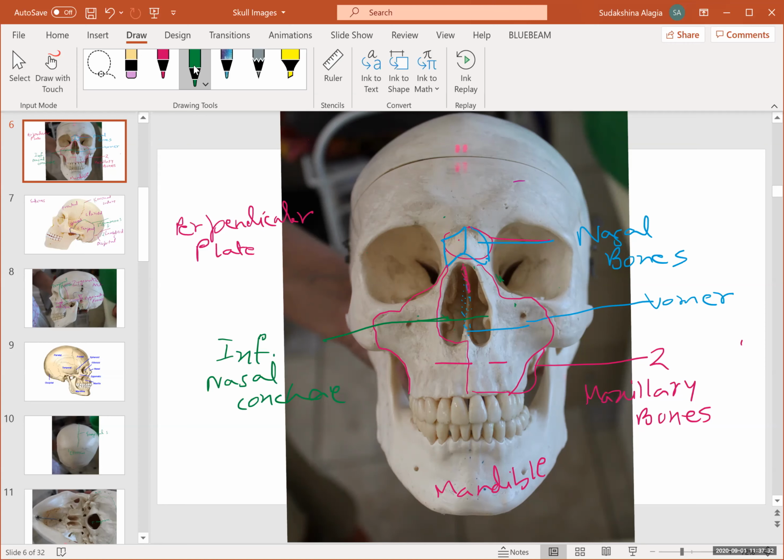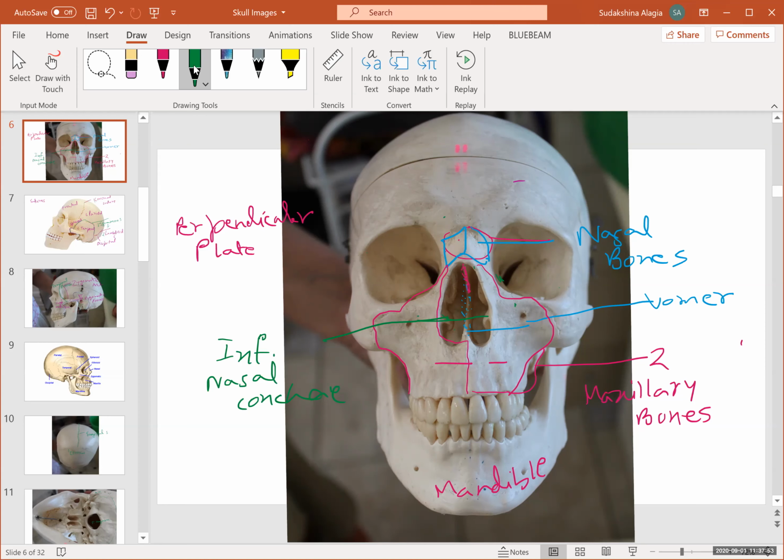The palatine bone is the only bone that is only visible when you take off the mandible and look at the inferior aspect of the entire skull, meaning the bottom of the maxilla, behind the teeth. So we'll do that at the end.